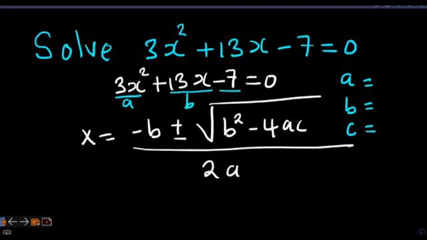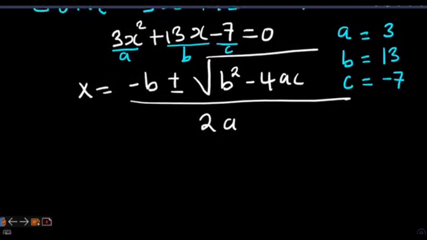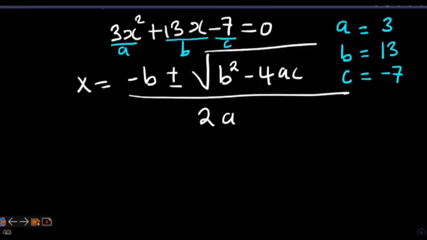Then right here, we have a minus 7. So this will be our c. So we have said a is going to be 3, b is 13, c is what? Negative 7, because there is a minus 7. So from here, we just need to substitute in our formula and see what we are going to get.